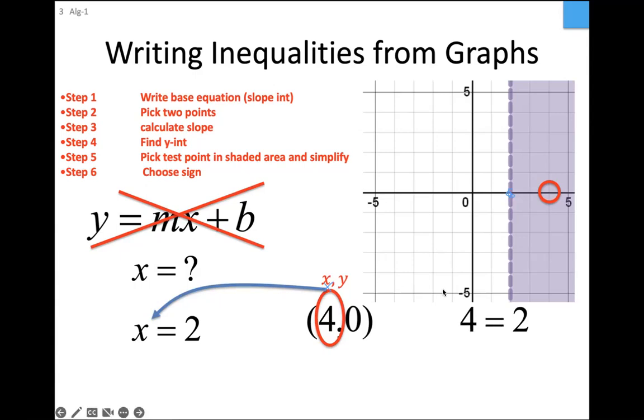And I need to make that into a true statement. There's only 2 symbols that could make that true, either greater than or equal to, because 4 is bigger than 2. Since it's a dashed line, it would only mean this symbol right here. If it was solid, I would choose greater than or equal to.